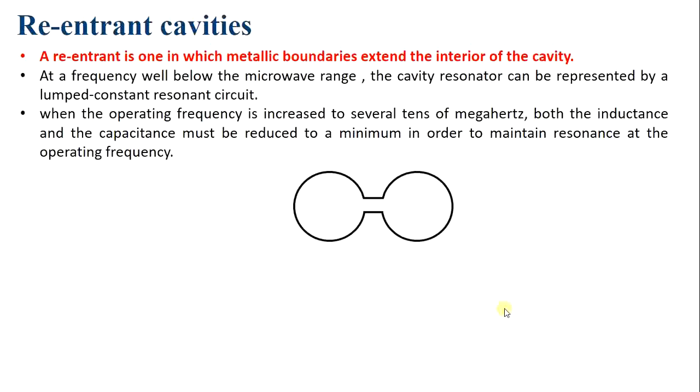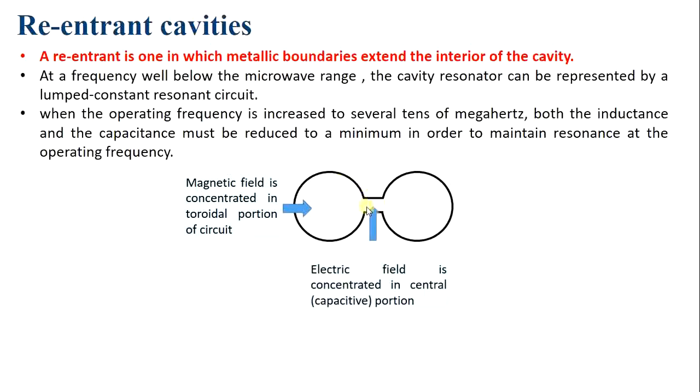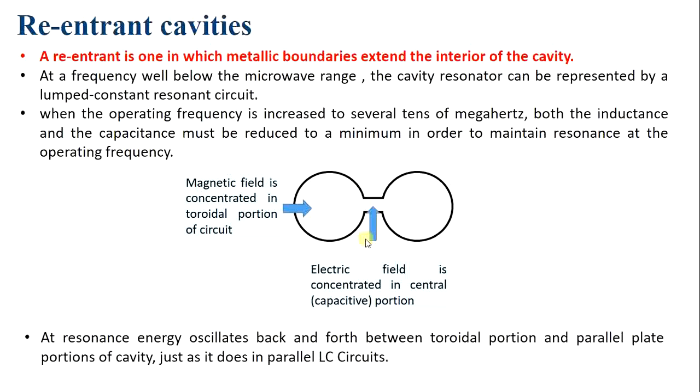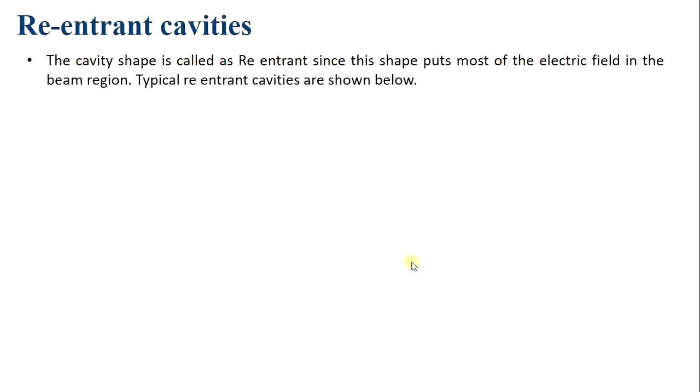So this is a toroid cavity. In this, the magnetic field is concentrated in this toroidal portion of the circuit, and the electric field is concentrated in this central portion, that is this capacitive portion, and this is the inductive portion. At resonance, energy oscillates back and forth between this toroidal portion and this parallel plate portion of the cavity, just as it does in the parallel LC circuit. The cavity shape is called re-entrant, since this shape puts most of the electric field in the beam region.